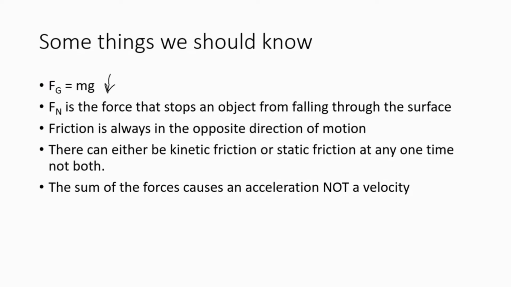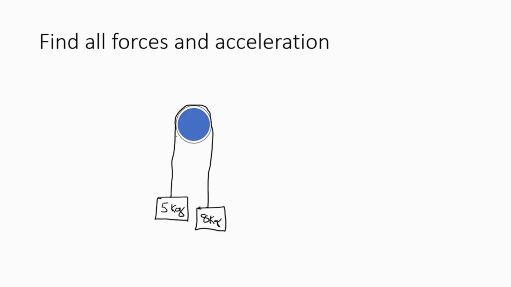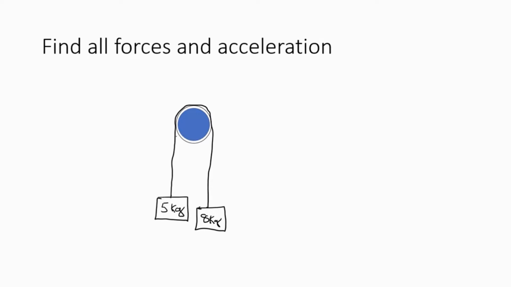All right, so let's look at the first example. Find all the forces and the acceleration. So I look at this, I have a pulley, and I have these 2 masses that are hanging from one rope on this pulley. So first of all, let's just look at the pulley, and what is a pulley.